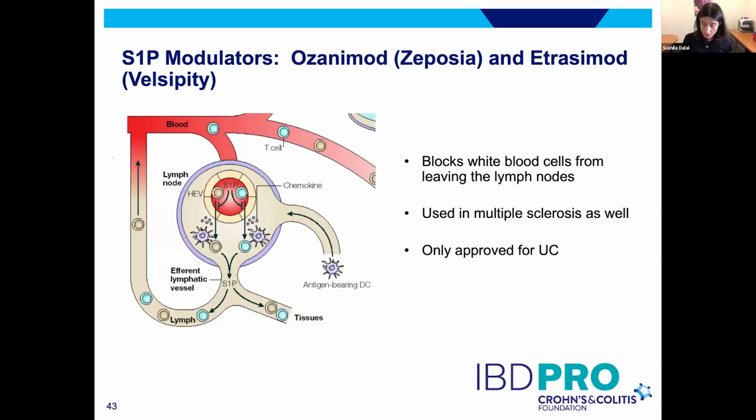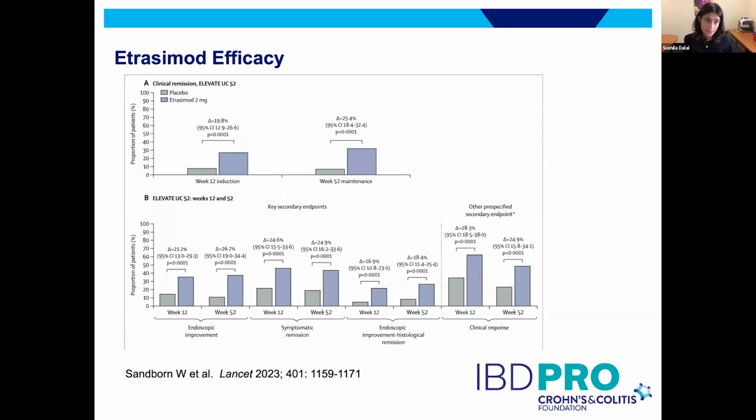This is etrasimod's efficacy data. This is the newer of the 2 S1P receptor modulators. This is their data at the end of week 12 and at week 52. You can see it's about a 19.8% difference from placebo at week 12 and about 25% at week 52.